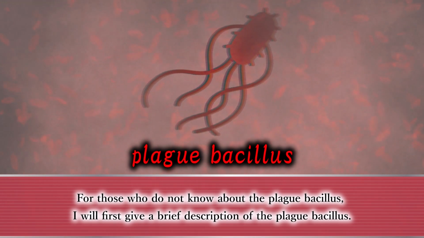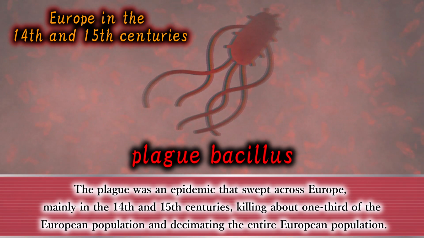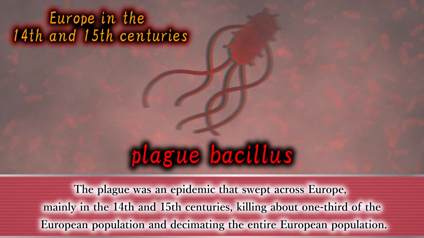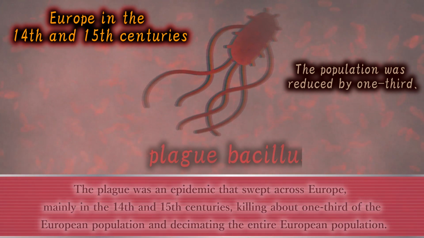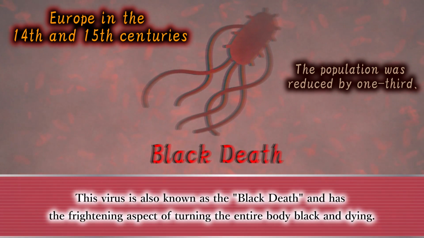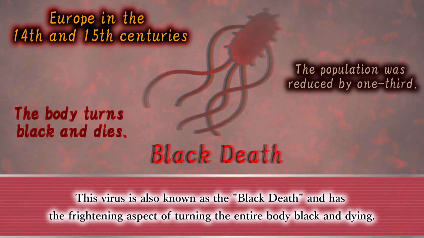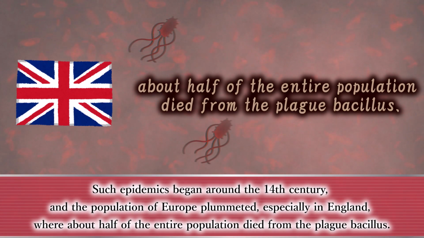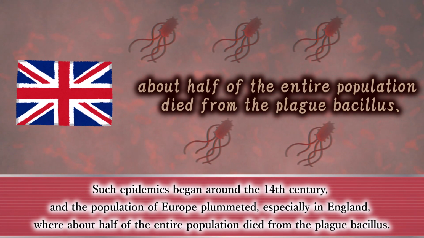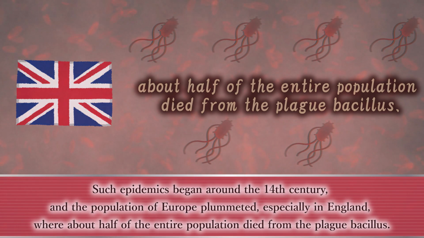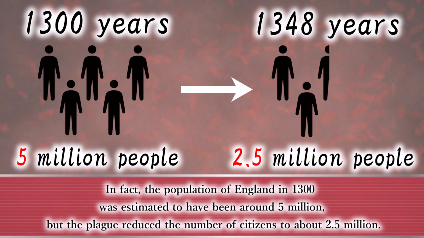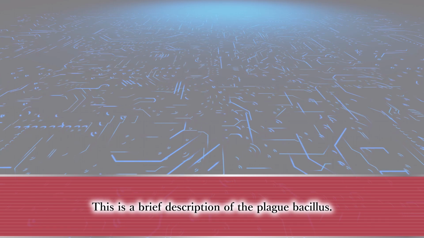The plague was an epidemic that swept across Europe, mainly in the 14th and 15th centuries, killing about 1/3 of the European population. This virus is also known as the Black Death, and has the frightening aspect of turning the entire body black and dying. Such epidemics began around the 14th century, and the population of Europe plummeted, especially in England, where about half of the entire population died from the plague bacillus. In fact, the population of England in 1300 was estimated to have been around 5 million, but the plague reduced the number of citizens to about 2.5 million. This is a brief description of the plague bacillus.